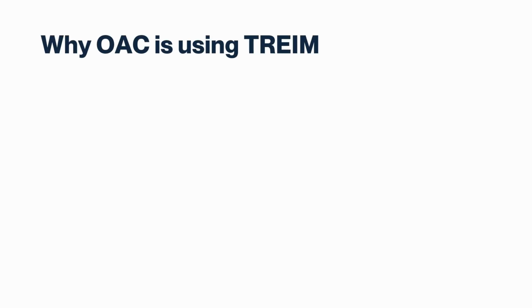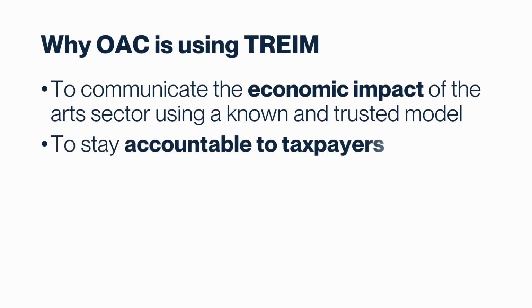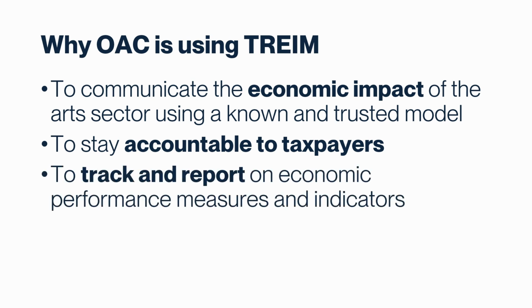The Ontario Arts Council has decided to use TREIM in the Ontario Arts Operating Fund application for a few reasons. First, Ontario's arts sector has a major economic impact, and this is something that we want stakeholders who care about economic impact to know about. By using a model they already know and trust, we can communicate impact in ways that are meaningful for their goals as well. As a government agency, OAC's budget is publicly funded by taxpayers. Reporting through TREIM is a way of staying accountable to our source of investment. And finally, TREIM provides us with data we can track and report on economic performance measures and indicators.